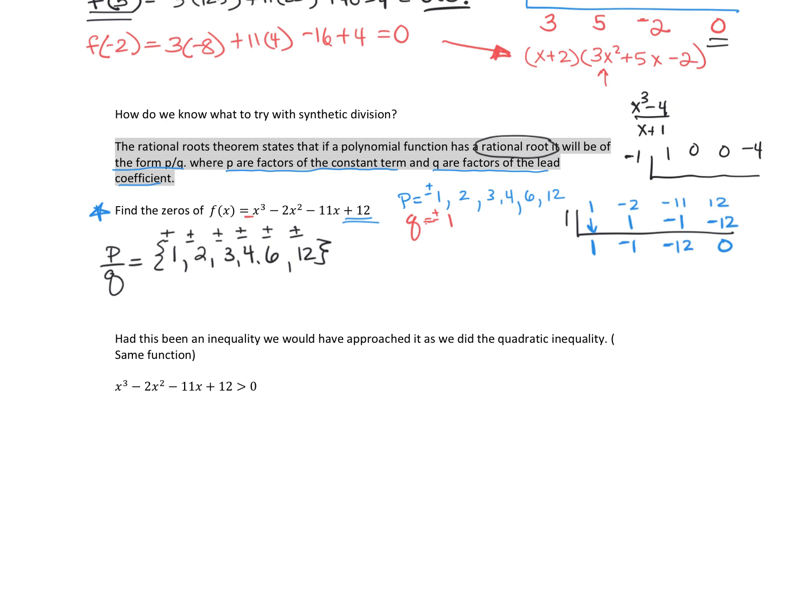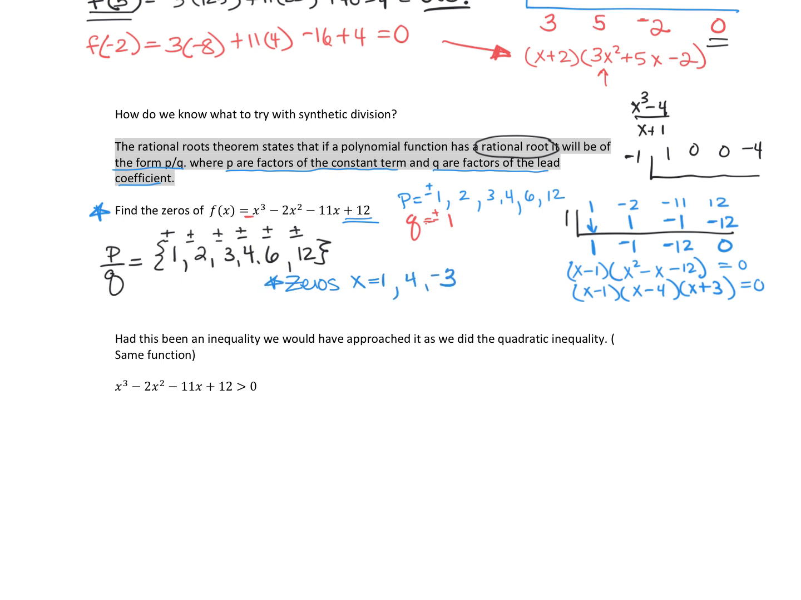Sometimes that doesn't happen. And that means this will factor as x minus 1, and then the remaining factor of x squared minus x minus 12, which can be further factored as x minus 4 and x plus 3. And so if I'm looking for the zeros, my zeros are going to be 1, 4, and -3.